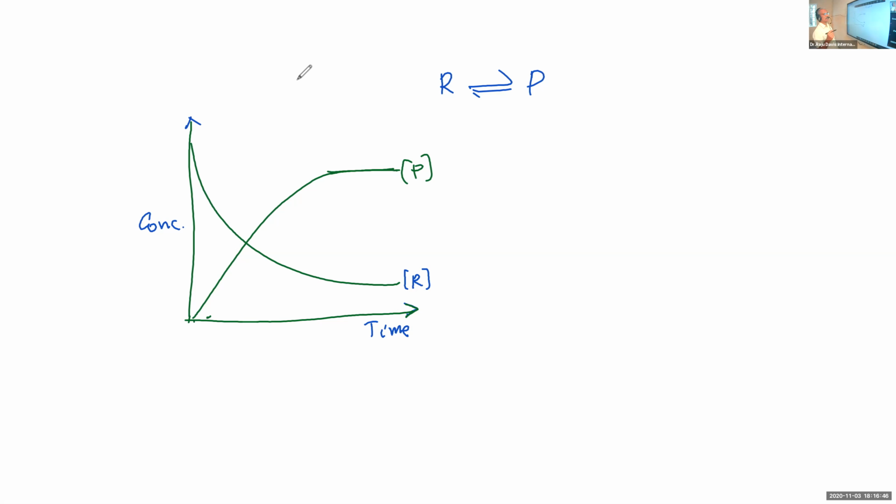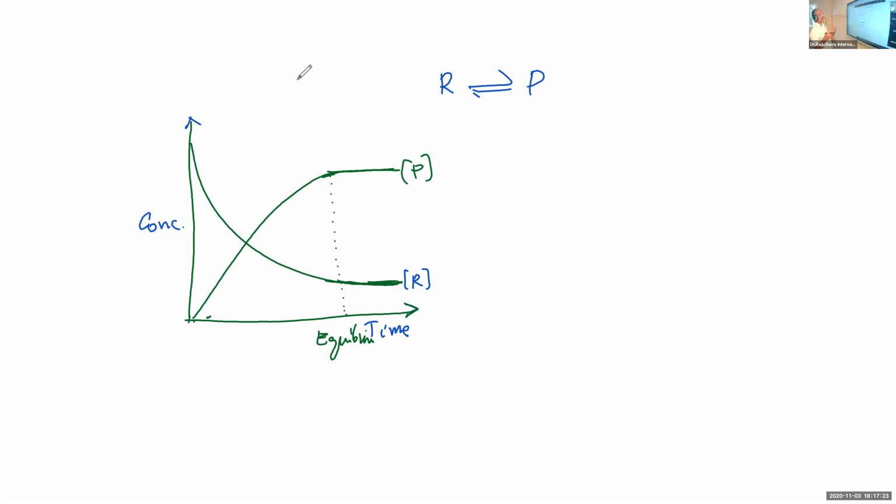The concentration increases. When equilibrium is reached, you can see that the concentration remains the same. Concentration of the reactant or the product remains the same, and this is at equilibrium. This is the equilibrium condition. At equilibrium, the concentration of the product remains a constant. Similarly, the concentration of the reactant also remains a constant.